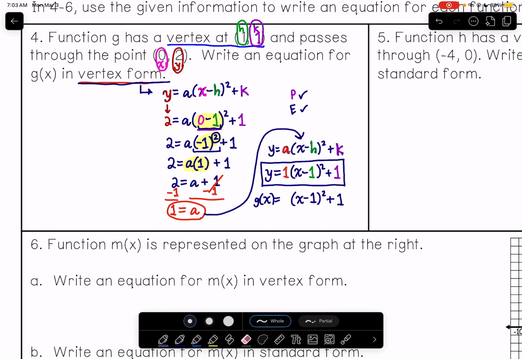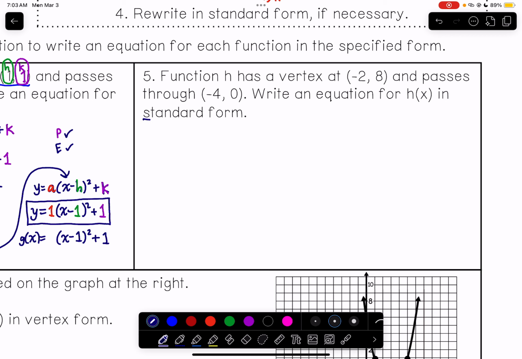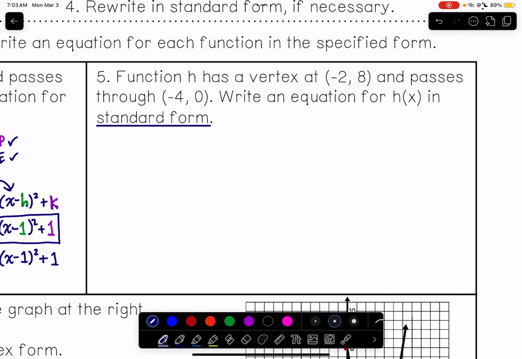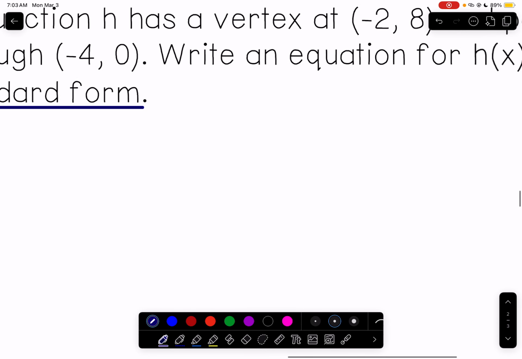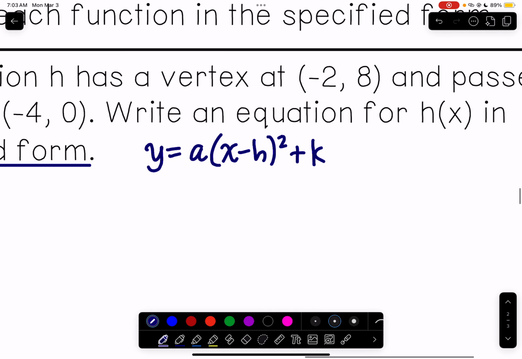Okay, let's do that again on number 5. This time, though, it's going to want us to convert to standard form. So to start out, because I can't find a, b, and c from a point and a vertex, I can find vertex form, though. So we have y equals a times x minus h squared plus k. Okay, let's see what it gives us.